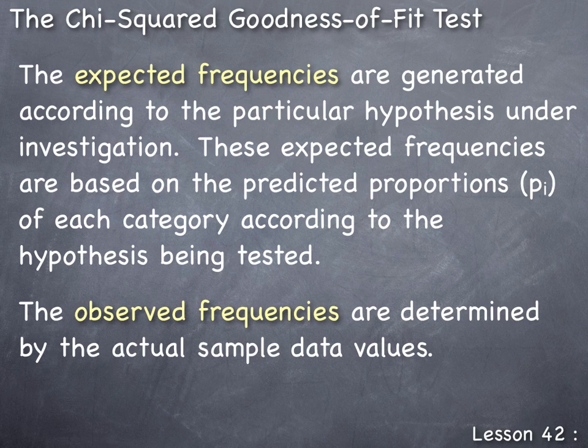So essentially, a chi-squared goodness of fit test allows us to predict the percentages of certain categories and then test to see if these predictions accurately reflect what is observed in the sample data.